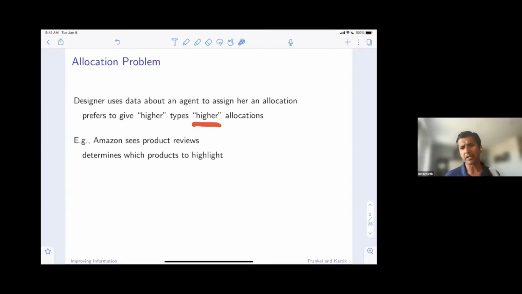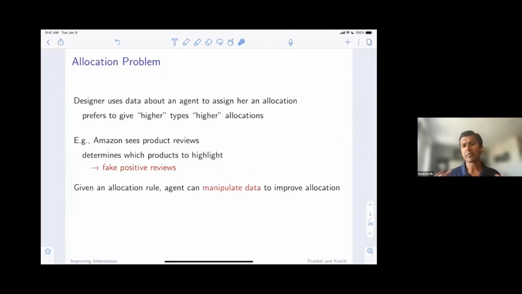So, for example, think about Amazon, who sees product reviews that are submitted about products, and determines which products to highlight in various ways. For example, which ones to return in a particular order to a search query. Okay. So, given some kind of an allocation rule that Amazon uses, sellers can manipulate the data that's available to Amazon in order to improve their allocation, say, to be higher in the search ordering results.